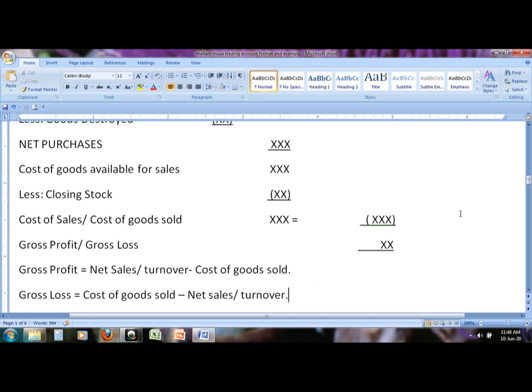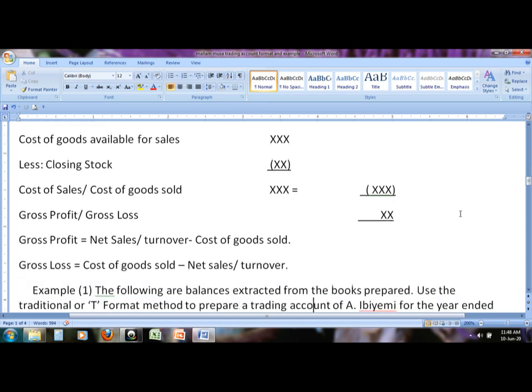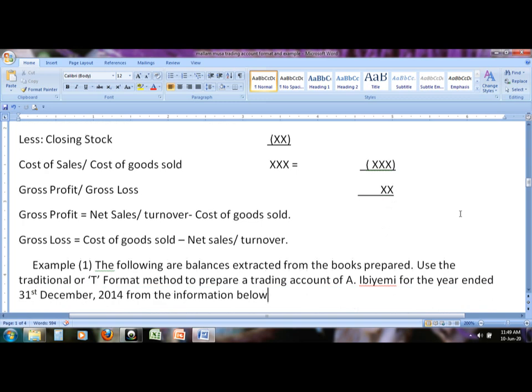That's all about the trading account, either T format or columnar format. Note this: gross profit is equal to net sales or sales turnover minus cost of goods sold. While gross loss is cost of goods sold minus net sales or sales turnover. That's just it. So, an example on this.